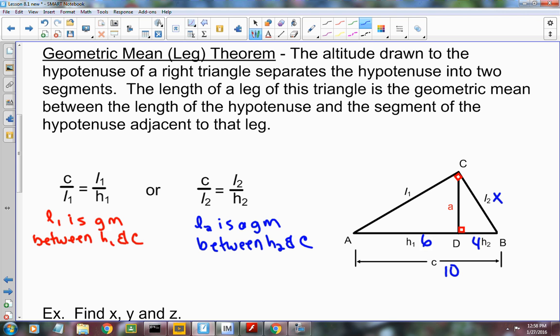Remember, the geometric mean shows up twice, but it's diagonal with each other. 10 is to x as x is to 4. So it's the geometric mean between this part and that part. Okay? So 10 is to x as x is to 4. Or you could do 4 is to x as x is to 10. We cross multiply, we get 40 equals x squared. Take the square root of both sides. How are we going to break 40 down? Okay, 4 and 10. And so x is 2 radical 10.